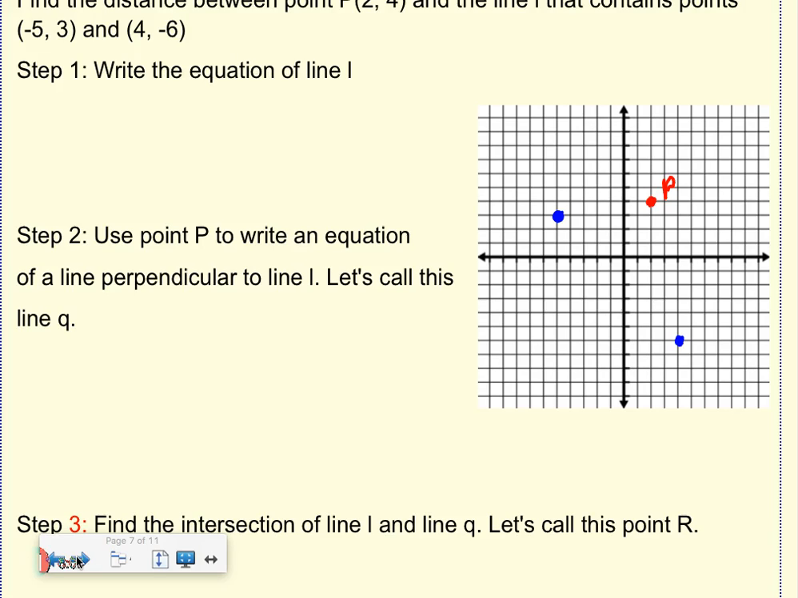Yeah, will you guys fix it? That's what happens when I make things in a rush. That's my fault. So does your picture look like that right now?